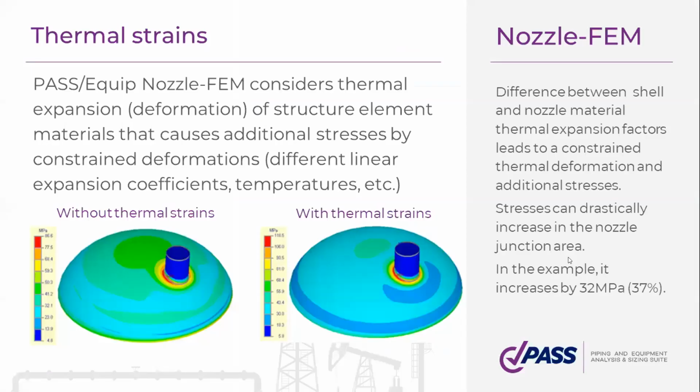Thermal strains, this is very important. Nozzle-FEM considers thermal expansion and correspondingly attendant strains, because, for example, your nozzle and shell materials can be different, can have different thermal expansion factors. So you will have some thermal strains and thermal stresses because of this. And here you see that taking into account thermal strains will increase your stresses, for example, in this case, by 37%. Quite important.